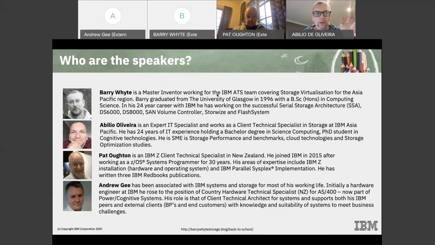So we're the speakers. Barry White, master inventor in ATS for IBM worldwide. Myself, expert on storage for New Zealand and AP as well. Oughton, Hurricane supporter in special Auckland Blues, say hi. Andrew G has been at IBM more years than most of us here on the team. Very experienced guy, and also did 3 beautiful sessions last week on Power Systems mainly. Okay, the sessions. Next slide.